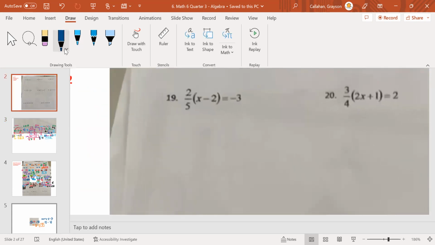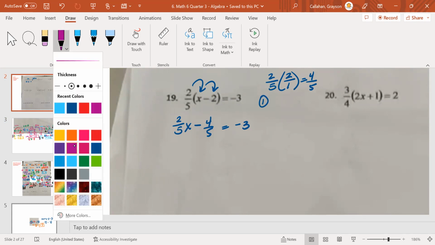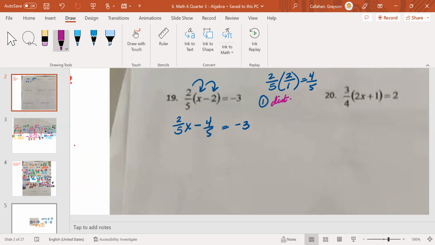Okay, so for number 19, what you're going to do first, you're going to multiply and distribute that 2/5. So 2/5x minus. If you're not sure about this, it's 2/5 times 2/1, which is 4/5, but it's a negative, okay, equals -3. So step 1, what we did here was we went ahead and distribute.